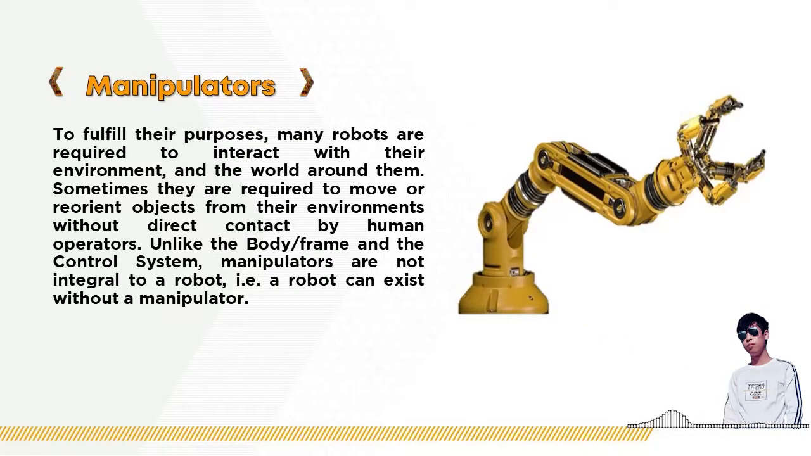Next is the manipulators. To fulfill their purposes, many robots are required to interact with their environment and the world around them. Sometimes they are required to move or reorient objects from their environments without direct contact by human operators. Unlike the body, frame, and the control system, manipulators are not integral to a robot. A robot can exist without a manipulator.